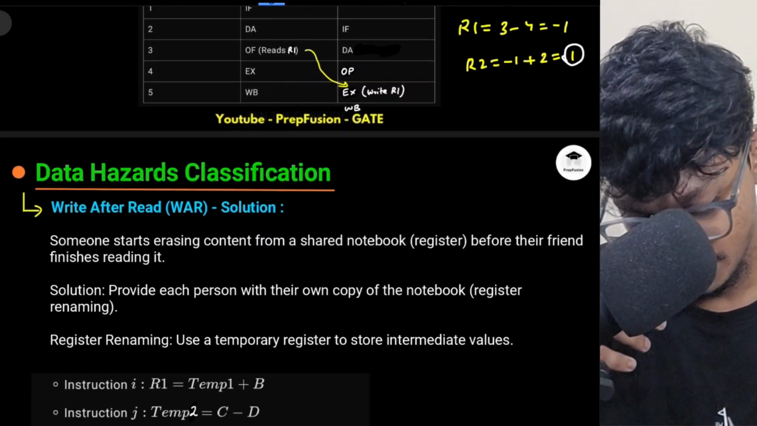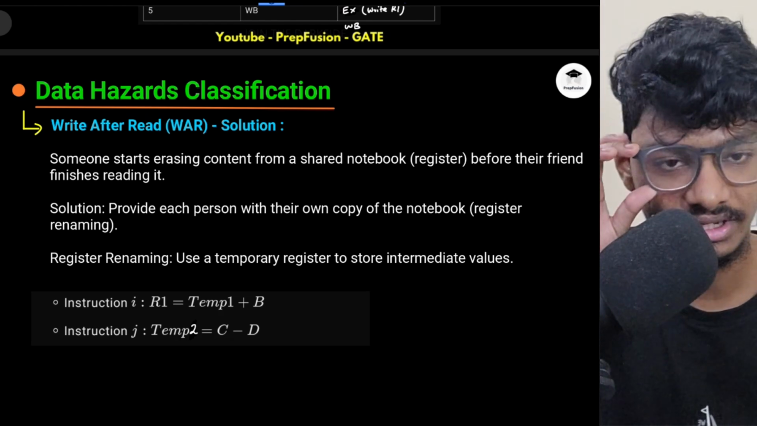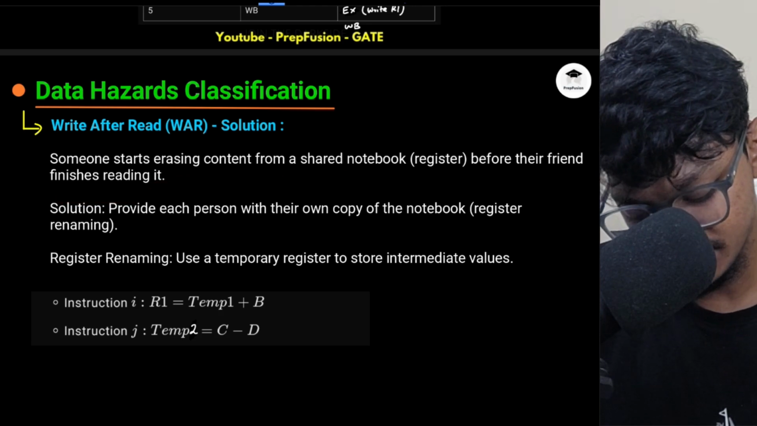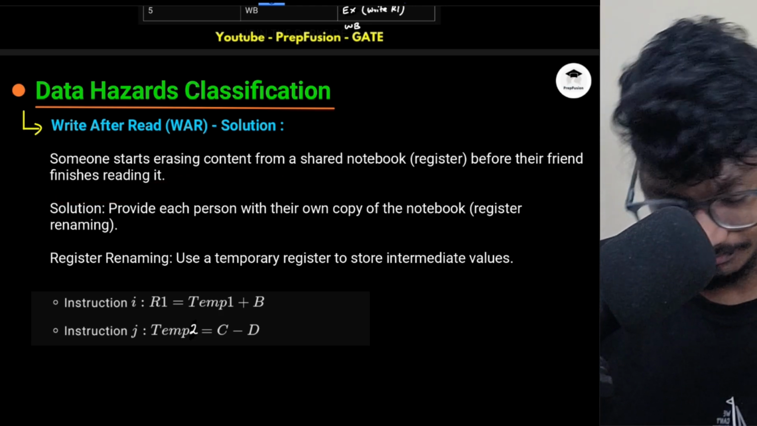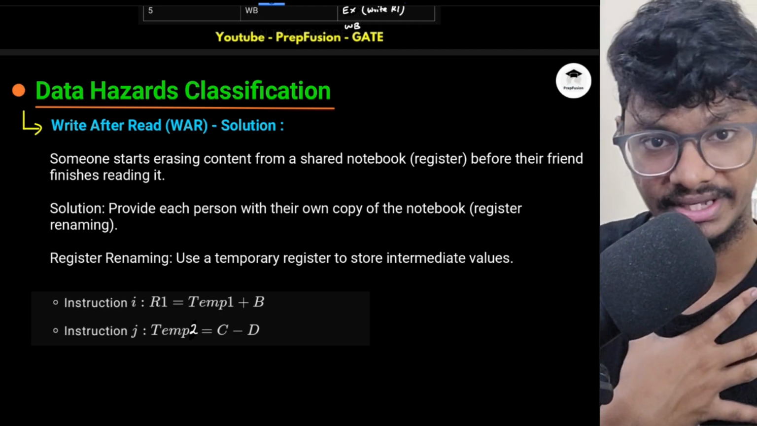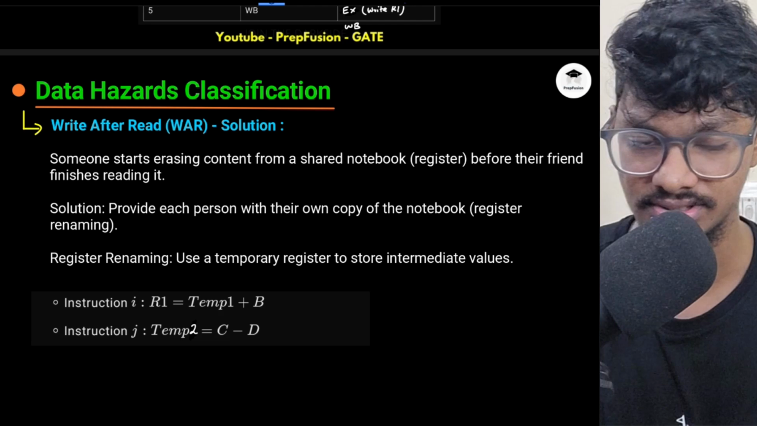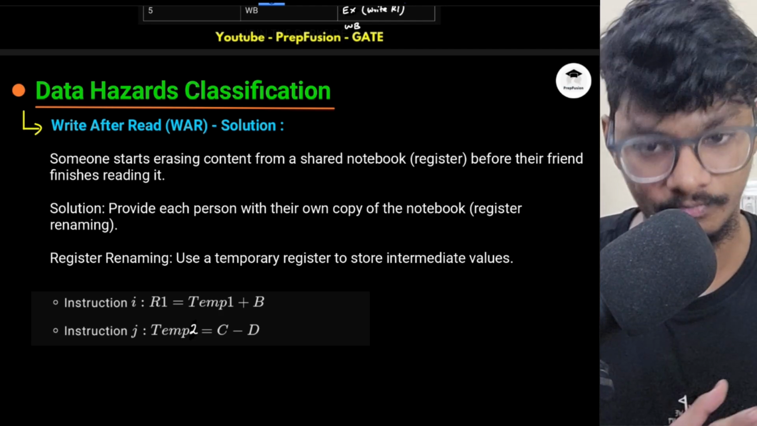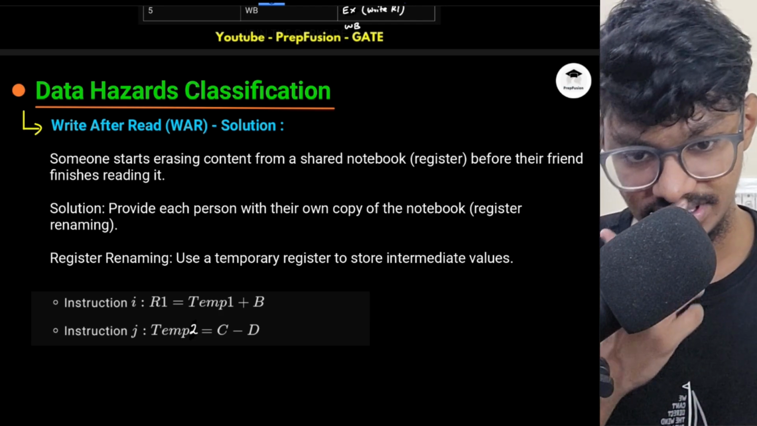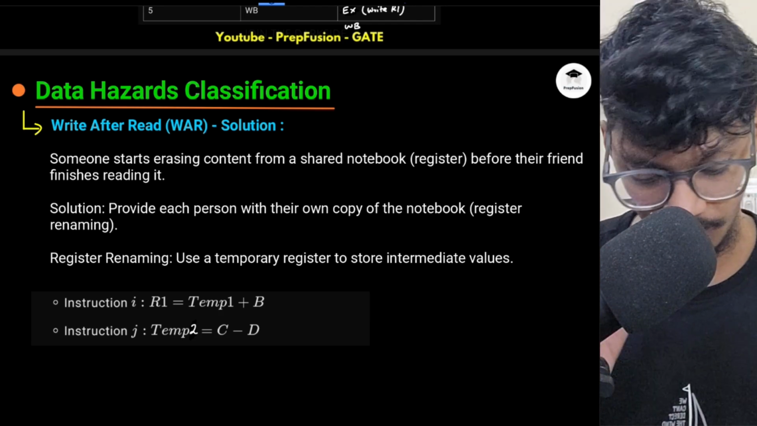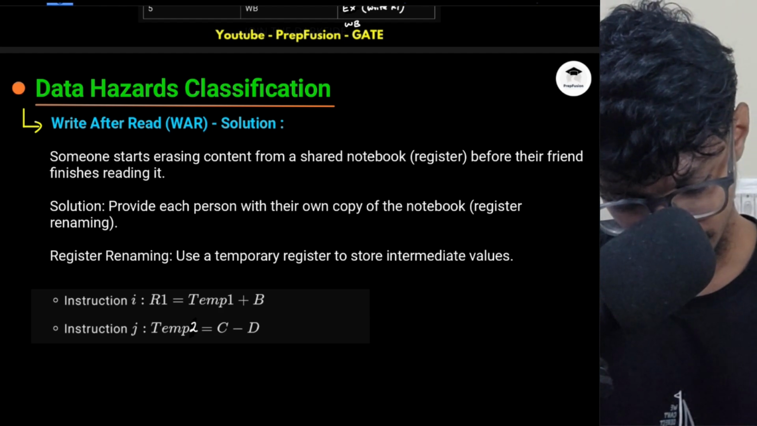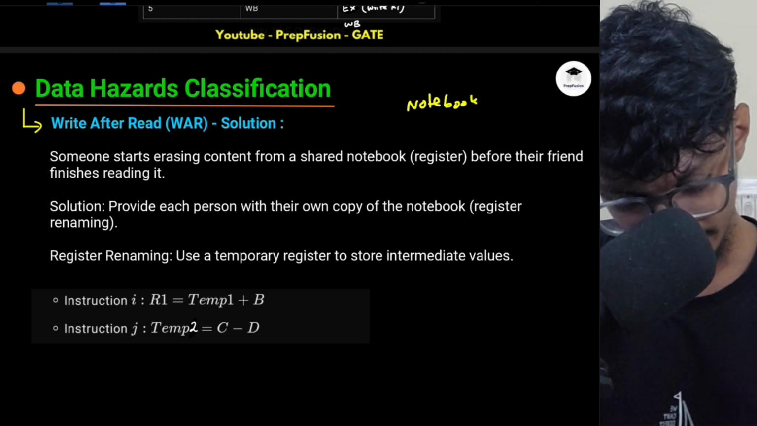Okay. So what is the analogy in real life? Someone starts erasing content from a shared notebook before their friend finishes reading it. The problem would have been if both Ramesh and Suresh have a shared notebook. They go to class and they write on the notebook. Ramesh will study that subject first, then Suresh. So what happens is Suresh first studies from the notebook. Okay, we have only a single notebook.